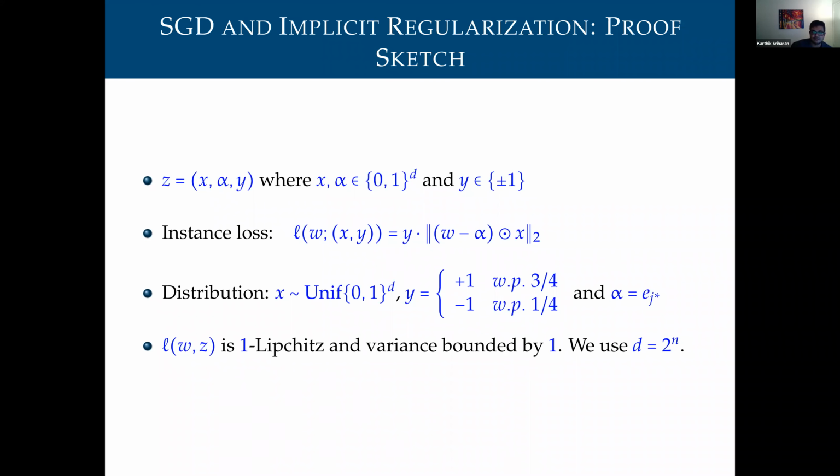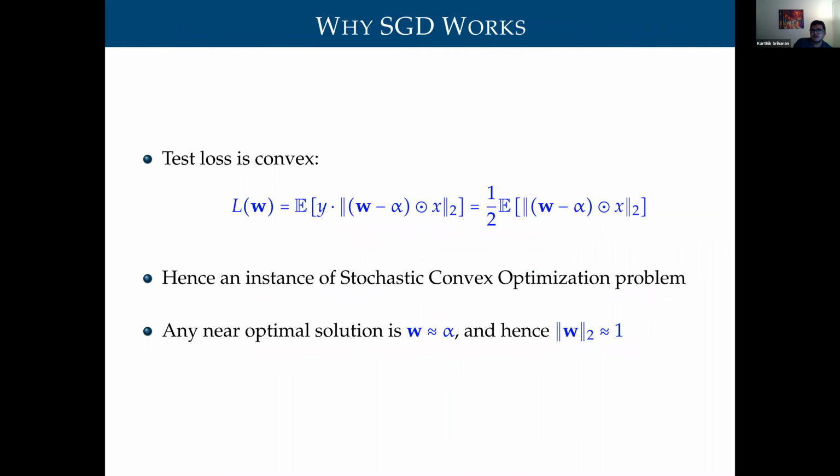So D here is really large, which is 2 to the n order. And you'll see very quickly why this is the case and why this is useful. The first thing that I want to convince you of here is that, of course, this is a very toyish problem, but nonetheless, it illustrates some interesting points.